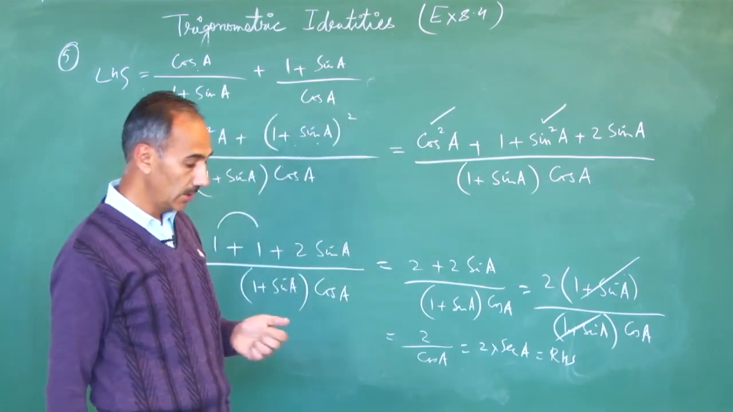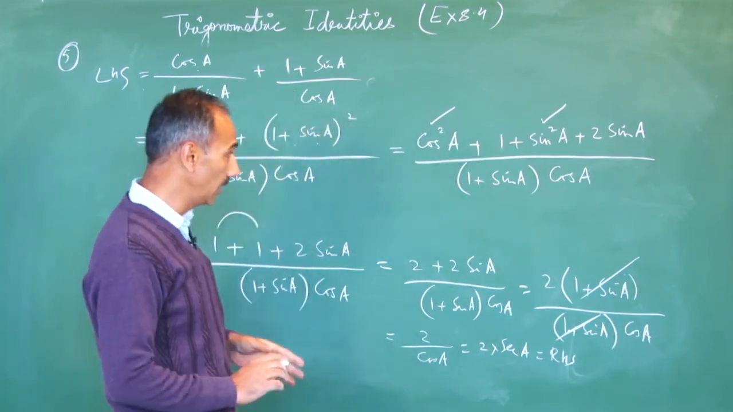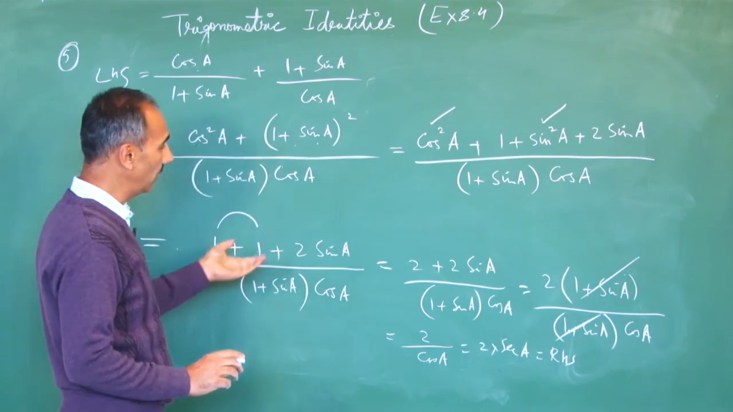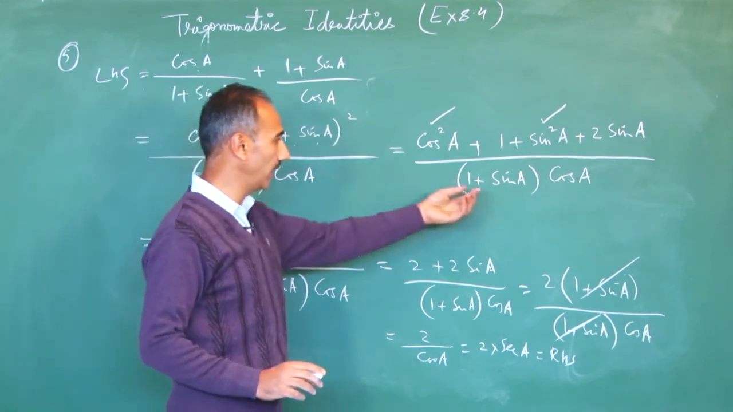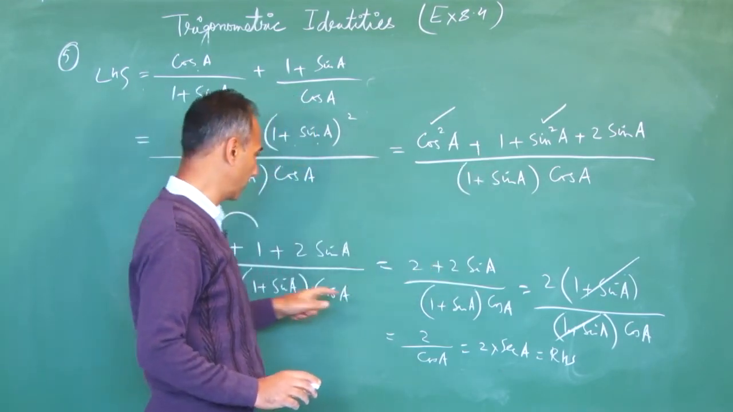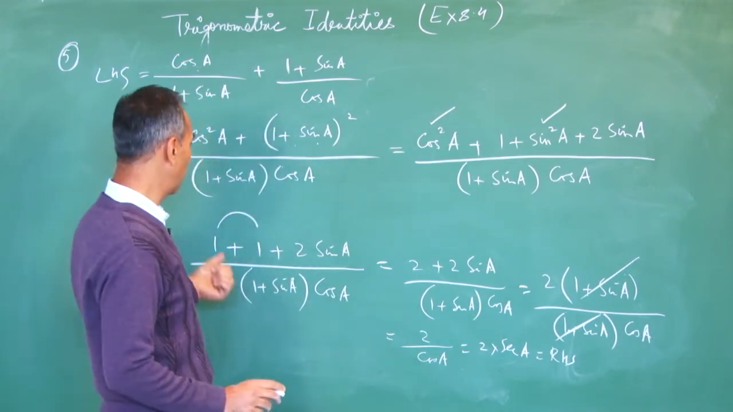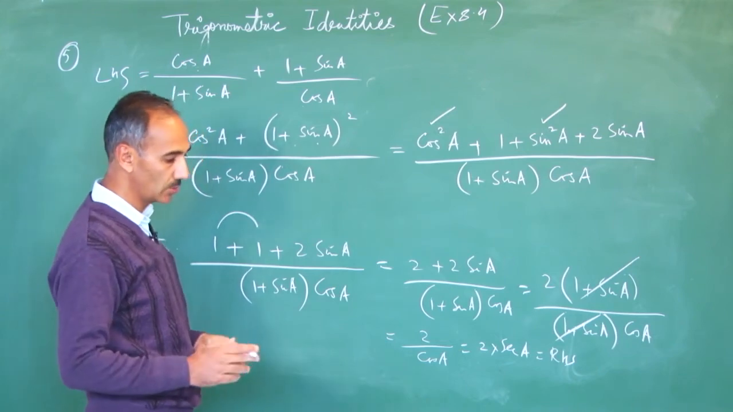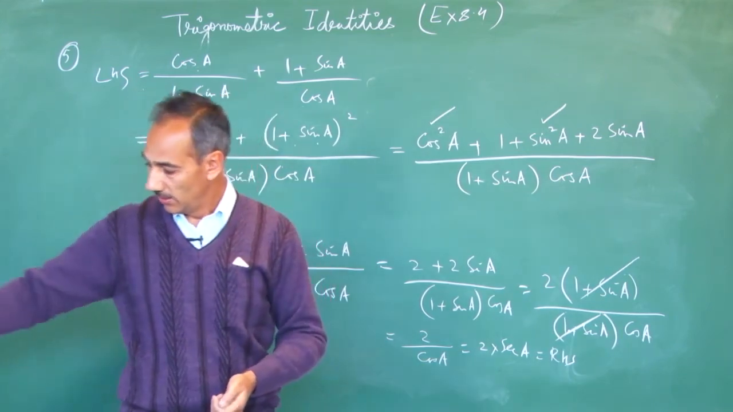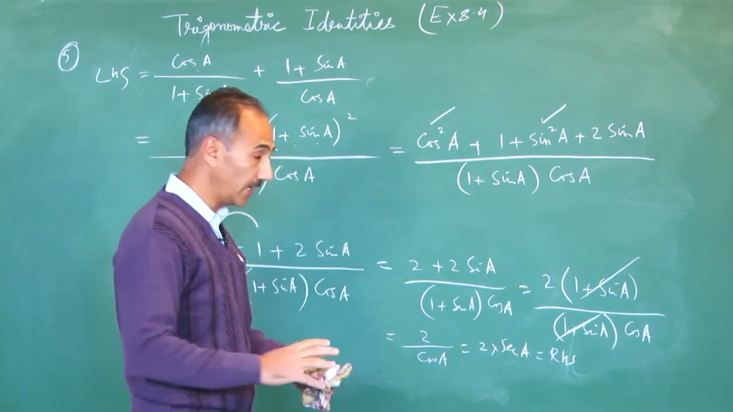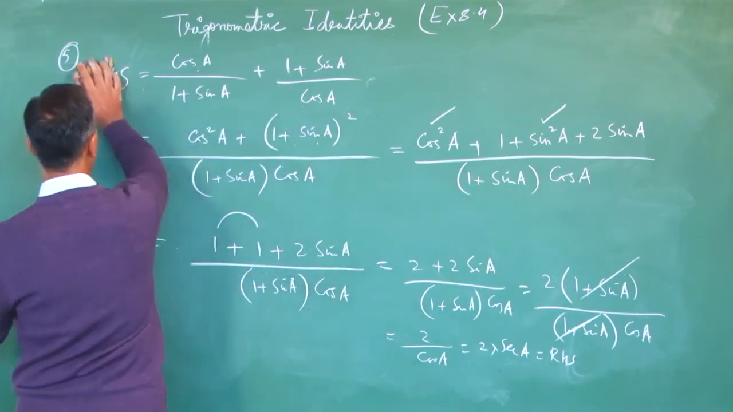So we had to simplify this by taking the LCM and making use of the identity a plus b whole square. Previously we used a plus b into a minus b, that's a square minus b square. So we'll move further. There are so many identities to be derived.